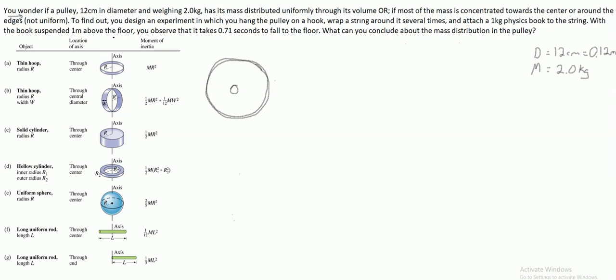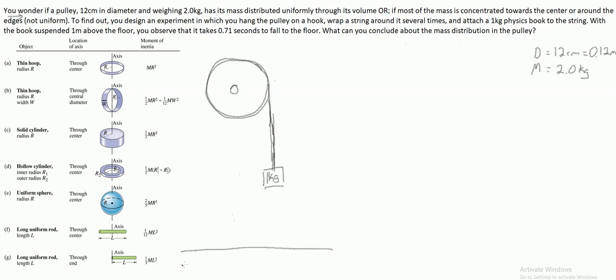To find out, we're going to design an experiment in which we hang the pulley on a hook, wrap a string around it several times. I guess we're going to hang something off of it. Sure enough, attach a 1 kilogram physics book to the string. So this is what we have going on here. That block, the physics book, is 1 kilogram. And now we're going to suspend the book 1 meter above the floor and observe that it takes 0.71 seconds to fall to the floor.